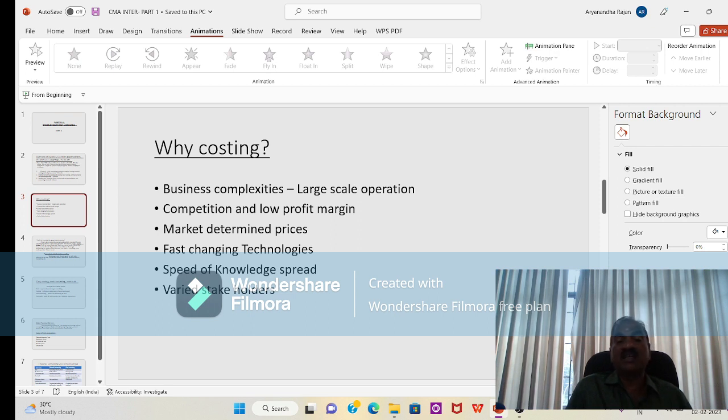Then, fast changing technologies. Day after day technology is being changed. You cannot imagine the speed at which mobile technology has changed. Previously, what was the type of mobile and now what is the type of mobile? What is the range of price? Price is also getting slashed. For electronic items, it has never increased. It is getting reduced and reduced. So manufacturers should be aware of this situation, fast changing technologies.